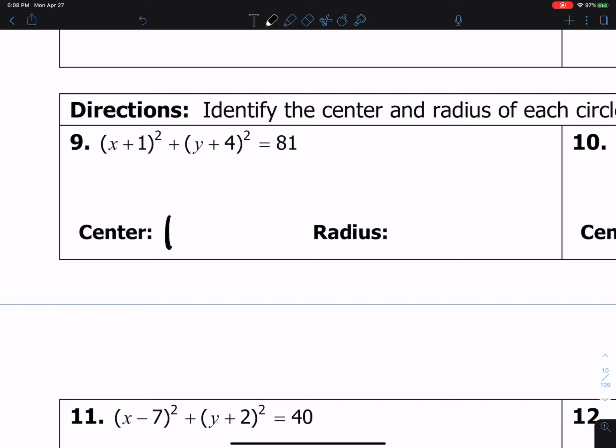So here, this is x minus negative 1. This is y minus negative 4. So our center is negative 1, negative 4. The radius is the square root of 81, which is 9.